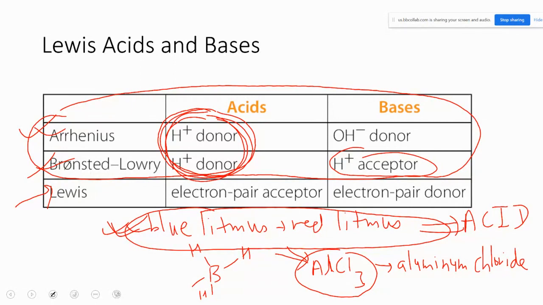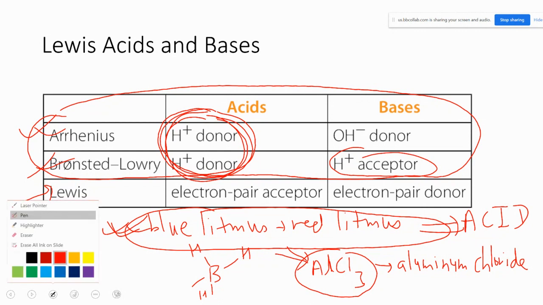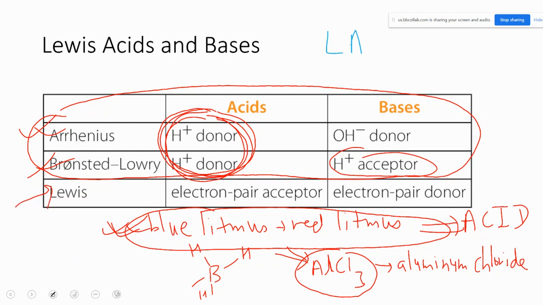The way Lewis' definition works is that acids are electron pair acceptors, whereas bases are electron pair donors. The way I memorize this is with a mnemonic: Lewis acids are acceptors, acceptor. Lewis bases are donors. And remember, Lewis talked in terms of electrons, not in terms of H plus or OH minus. Keep that in mind. A Lewis acid is an electron pair acceptor. A Lewis base is an electron pair donor. Now, as to how this works, I'm going to show it to you.